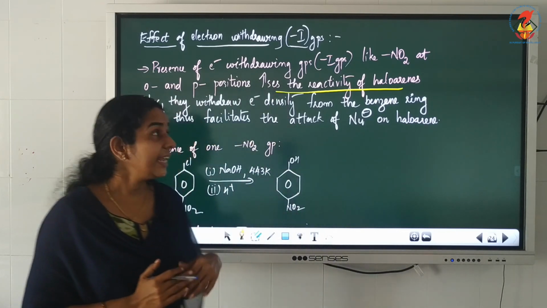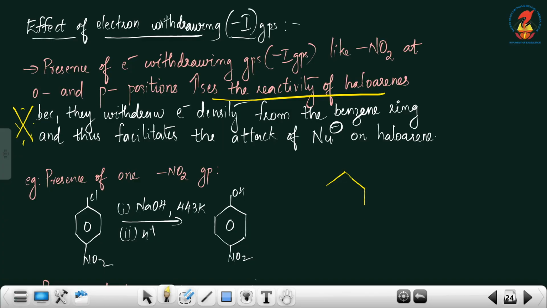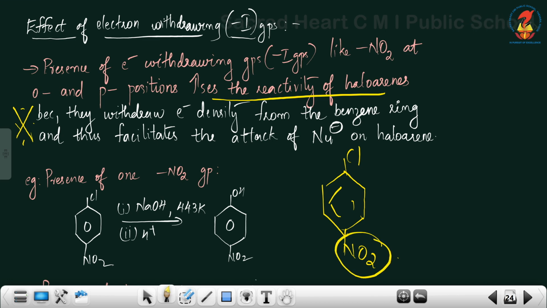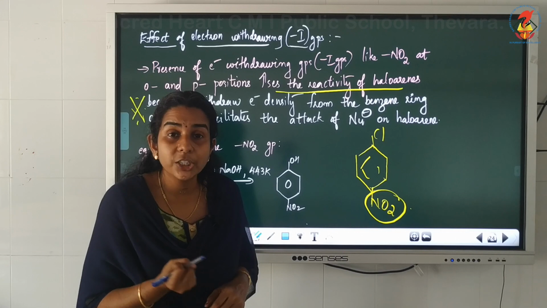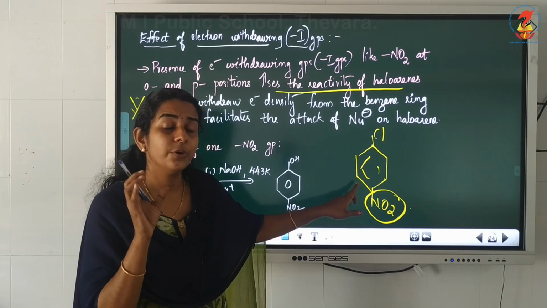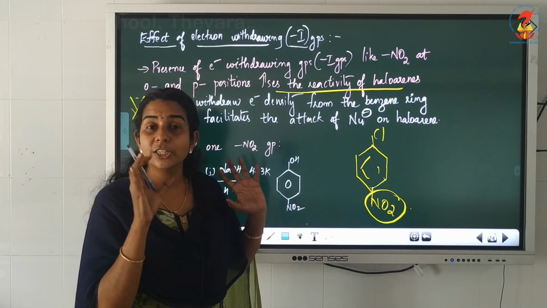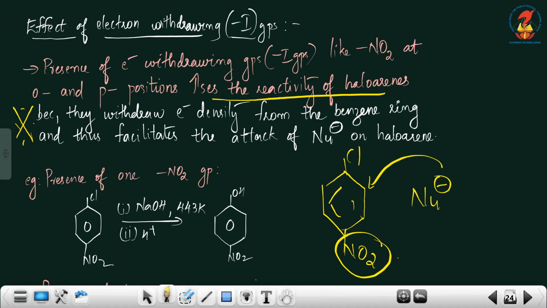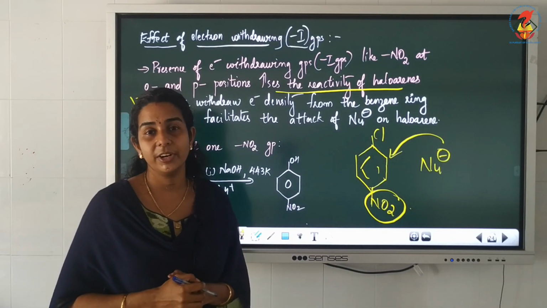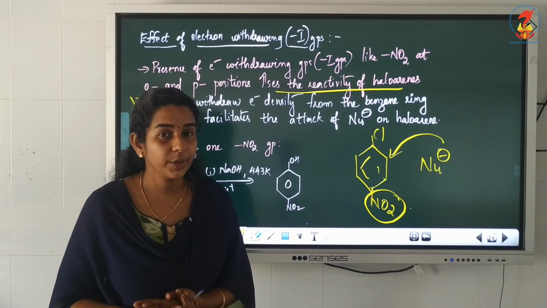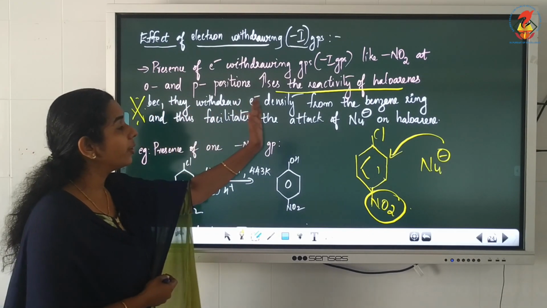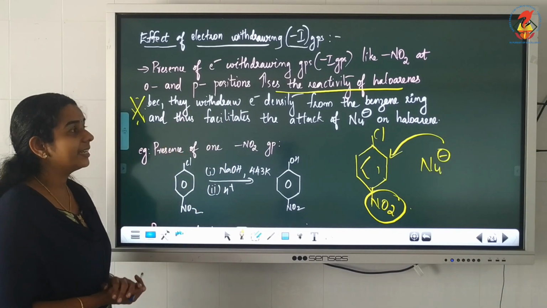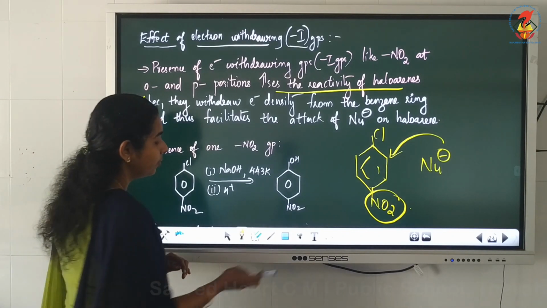So if there is any electron withdrawing group present in the benzene ring, for example, along with chlorine, if a nitro group is present at the para position or ortho position, what happens? Being an electron withdrawing group, it will withdraw electrons from the benzene ring. So what happens to the electron density of the benzene ring? The electron density decreases. So the incoming nucleophile will experience less repulsion from the benzene ring, and it will facilitate the nucleophilic substitution reaction. So the reason is that they withdraw electrons from the benzene ring and thus facilitate the attack of the nucleophile on haloarenes.